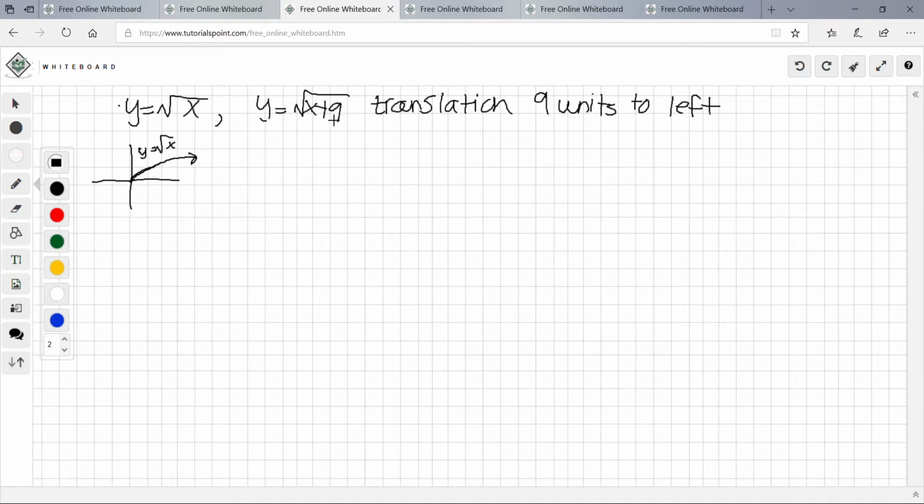The way I got negative 9 is I looked at how many units it takes to make the inside 0. Or what you can do is x plus 9 equals 0 and then solve for x if you ever get confused. So x equals negative 9. So you're moving 9 units to the left, right? So let's graph those two.